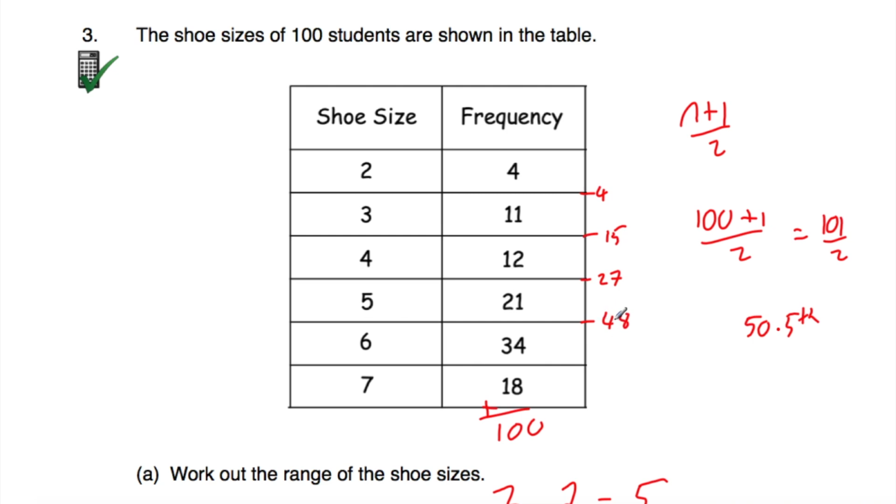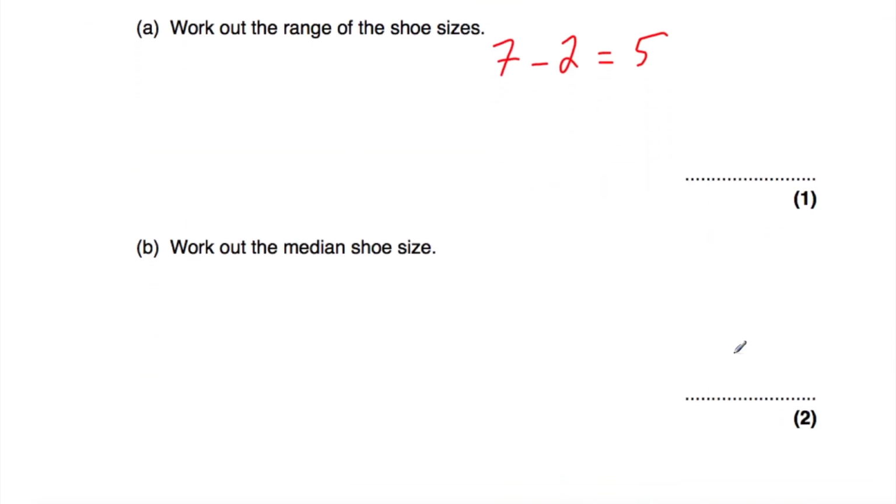And now we've got 34 people. Now, if this was 48, well, then you're going to have 49, 50, 51, 52, and so on, all being shoe sizes of 6. So the median would have to be in there, because 48 plus 34 is equal to 82. So the 50.5th person would definitely be in this group, which means the median shoe size is a 6.